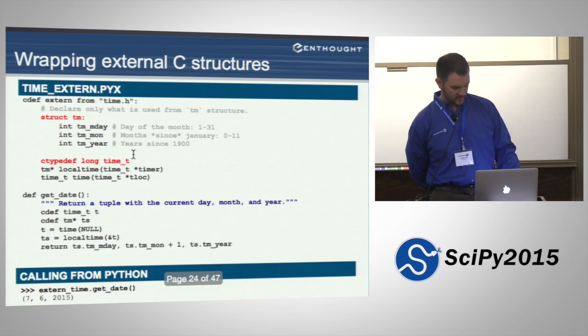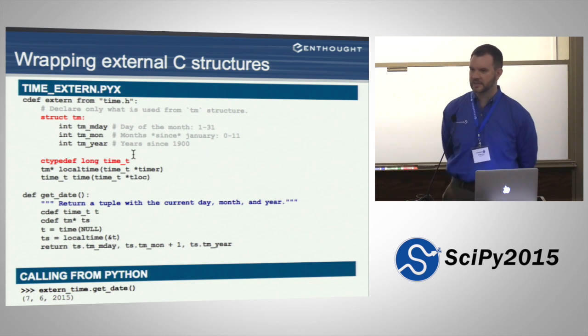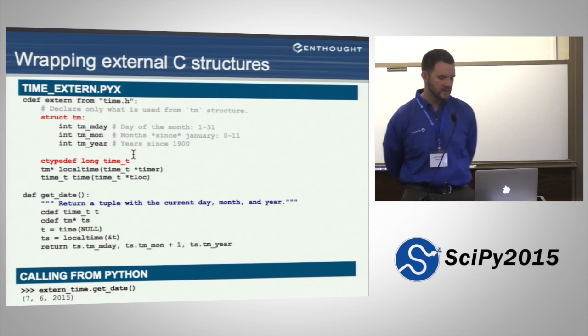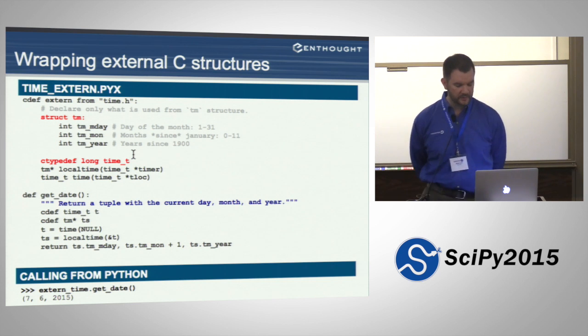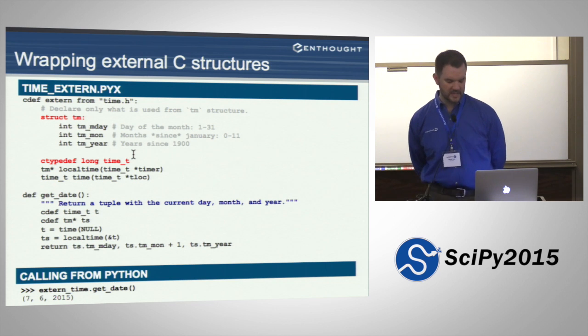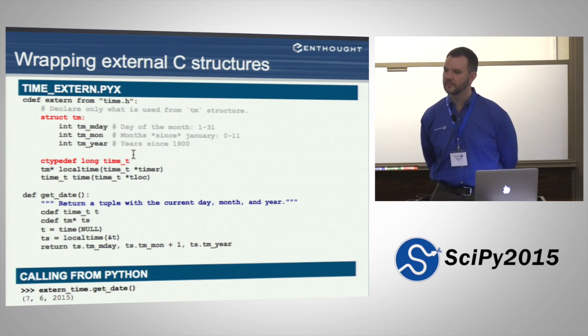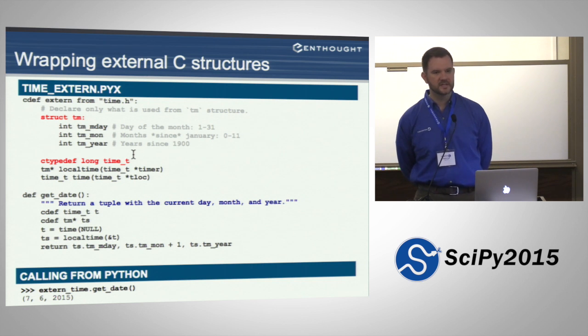Okay. So there's more than just functions in C. There's structs and typedefs and that sort of thing. Python can handle those as well. Here we have a more involved, more interesting case. Let's say we want to interact with the tm struct from the time.h header, just part of the standard C library.